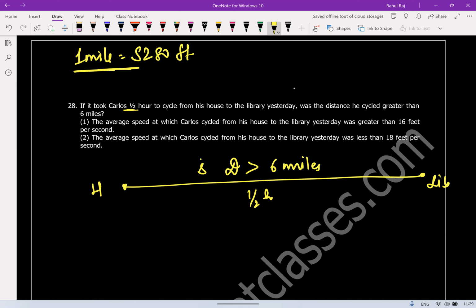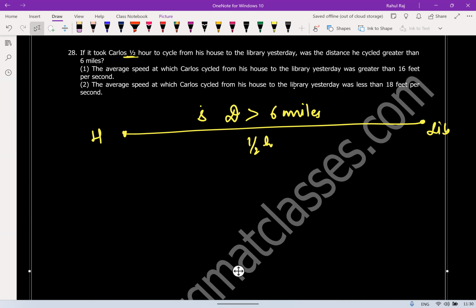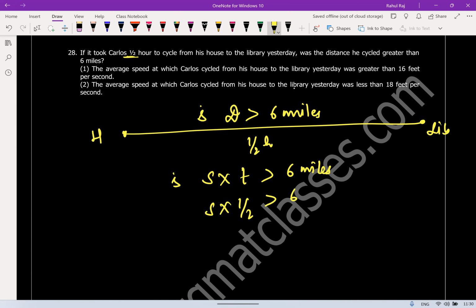Option number one says the average speed of Carlos is 16 feet per second. So the options are given to you in terms of speed. So is there any liberty for us to convert the question in terms of speed? The question is, is D greater than 6 miles? So distance is equal to speed into time. Is speed into time greater than 6 miles? Time is given as half an hour. So is S into half greater than 6 miles, or can I say is S greater than 12 miles per hour? But my options are given in terms of feet per second.